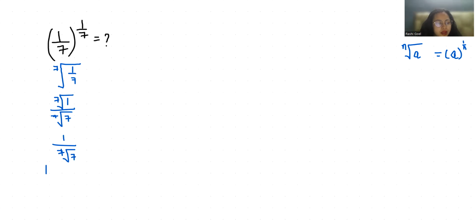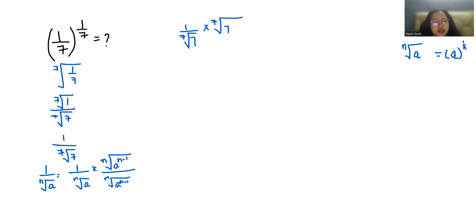Now, according to the exponent rule, 1 by the nth root of a is equal to (nth root of a)^(n-1) by (nth root of a)^(n-1) multiplied in the denominator. So this becomes 1 by the 7th root of 7 times (7th root of 7)^(7-1) by (7th root of 7)^(7-1). So 1 by the 7th root of 7 times (7th root of 7)^6 by (7th root of 7)^6.